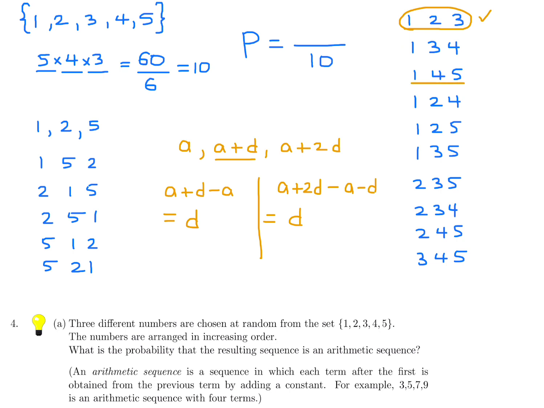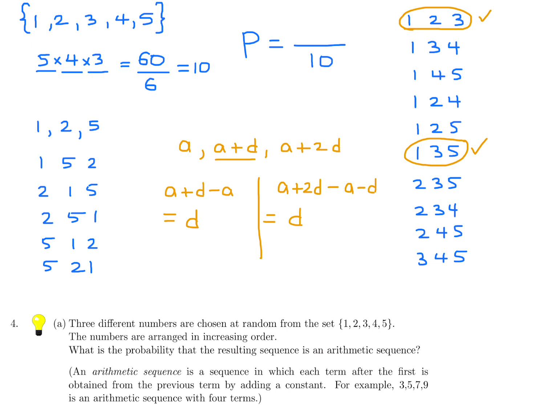Similarly, this one, you're going from 1 to 4, the difference of 3. Then you go from 4 to 5, difference of 1. Those differences do not match. This doesn't match, and this does not match. But the next one, this one, when you go from 1 to 3, it's a difference of 2. When you go from 3 to 5, it's also a difference of 2. So that is indeed an arithmetic sequence.